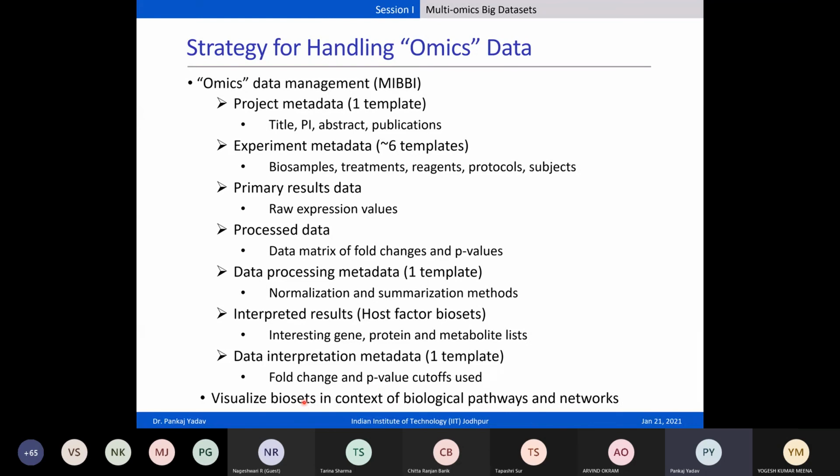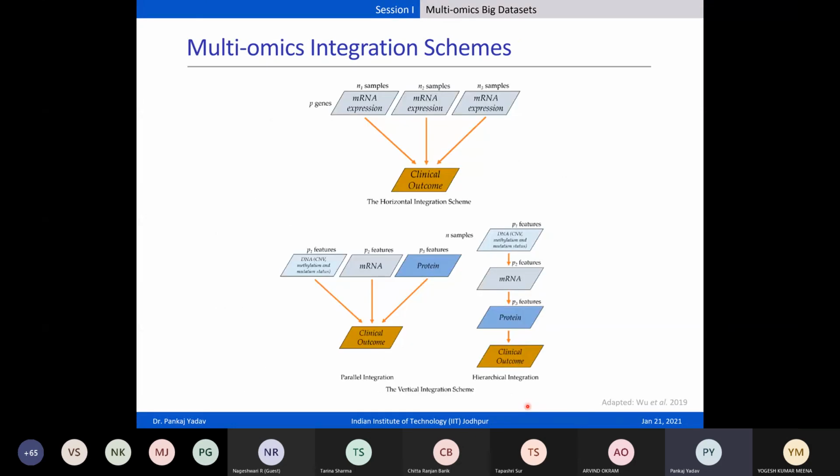So this kind of thing needs to be clearly mentioned when we are developing a strategy for handling this kind of data. And of course, we need to have new visualization approaches in the context of biological pathways and networks. And before we go to multi-omics, let me show you what different integration schemes are available when I am saying multi-omics integration.